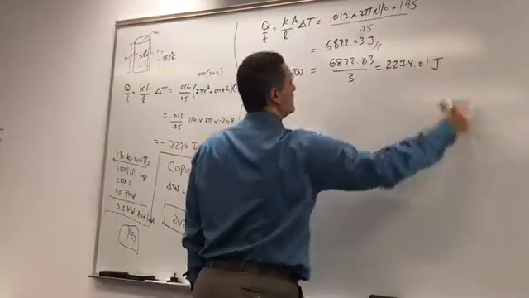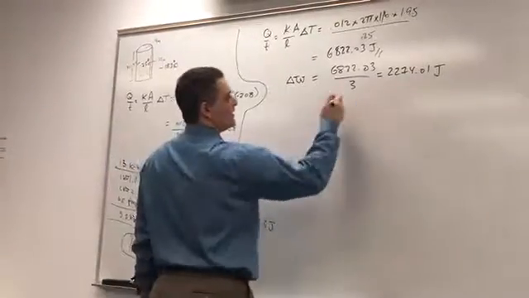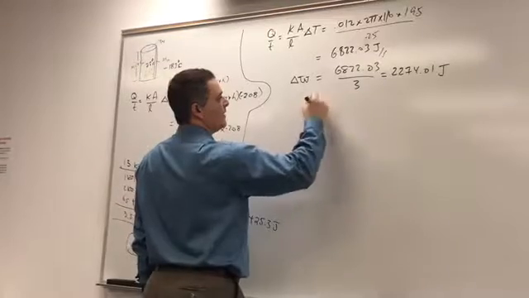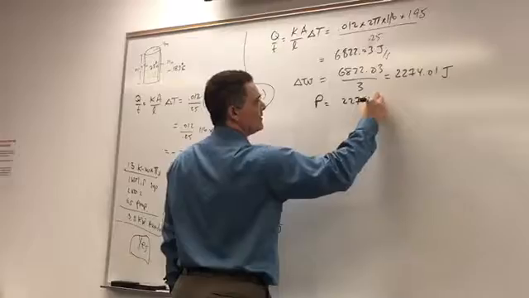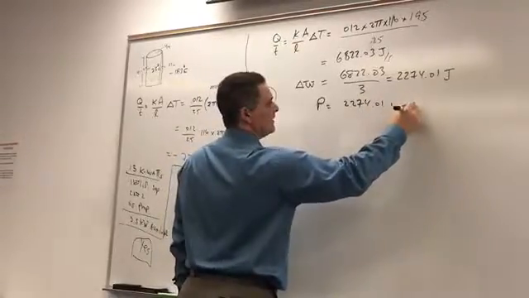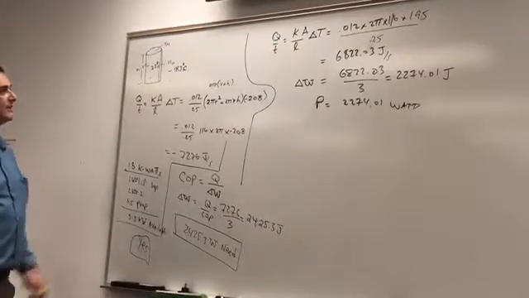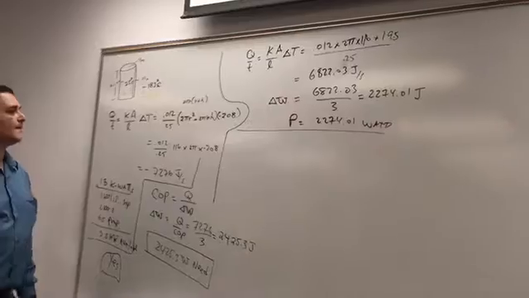Okay, joules. And if I look at the reactor, this is joules per second, so basically in watts. So the amount of energy, or power, I need is going to be 2274.01 watts. And I have 3,500 available. So again, we're good.